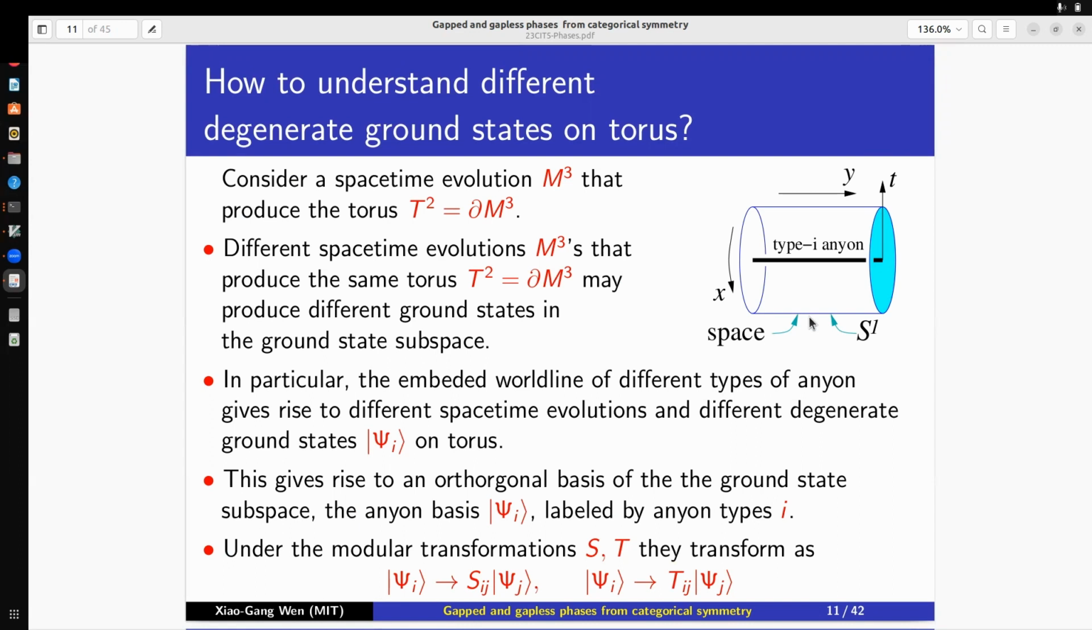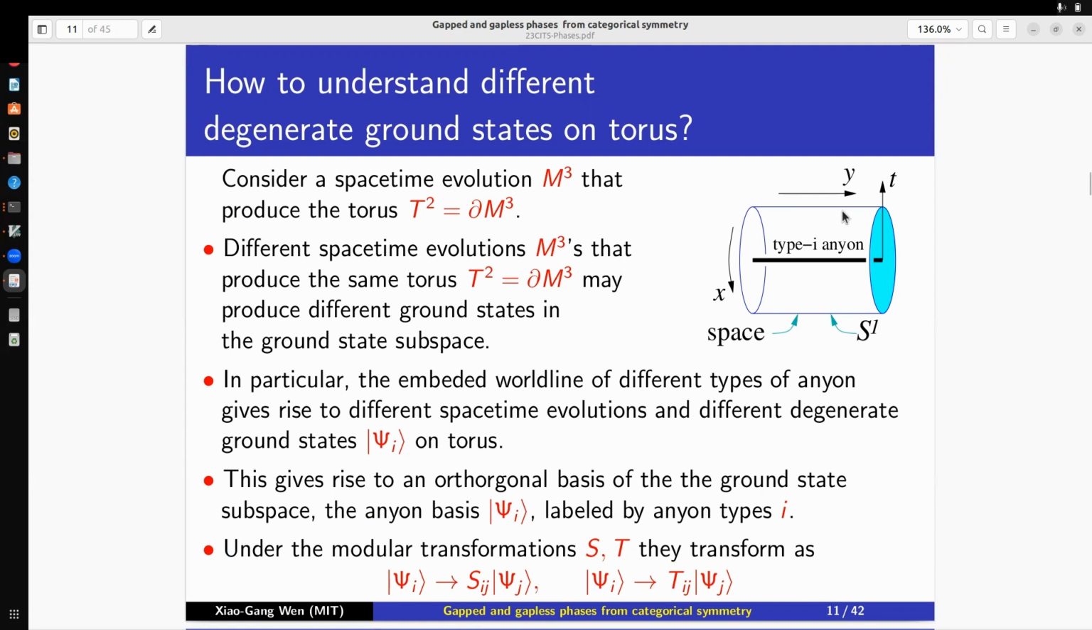Then how to obtain other degenerate ground states? You can do that by inserting an anyon world line. So this line is a world line for an anyon. Basically, you create a pair of anyons, then wrap around this one direction and annihilate. And then at the end, you see nothing, no anyon. Okay, but when you create this anyon world line, somehow you generate another degenerate ground state.